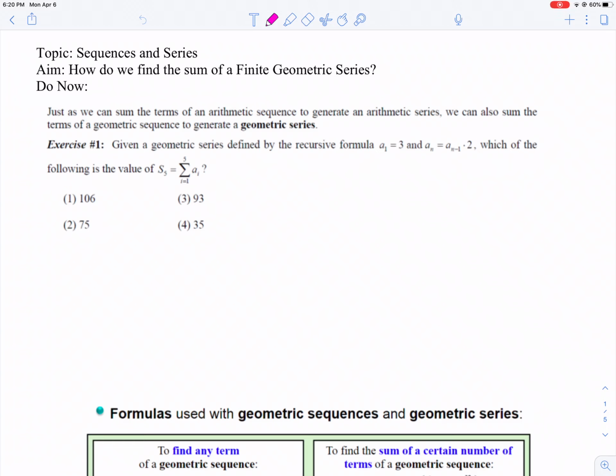Hi everyone. I'm continuing my sequencing series, and yesterday we talked about arithmetic series. Today we're going to talk about geometric series.